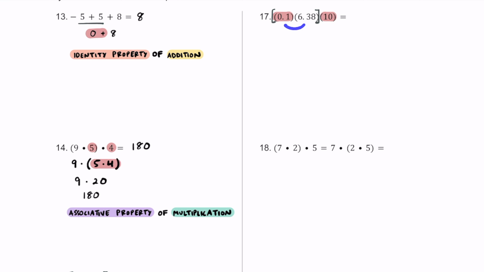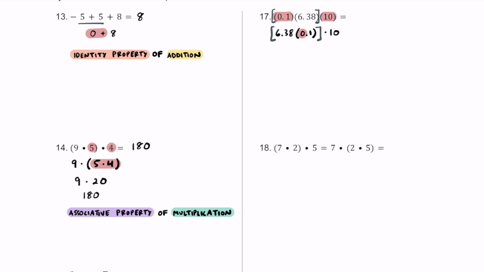So let's go ahead and now switch the order here of what's inside the grouping symbol, because you can switch the order as long as it's what we're looking at first, and that's what's inside the grouping symbol. So we have 6.38 first, and let's multiply that by 0.1. So we just change the order. That's the commutative property of multiplication, and then we're going to multiply that by 10 afterwards.